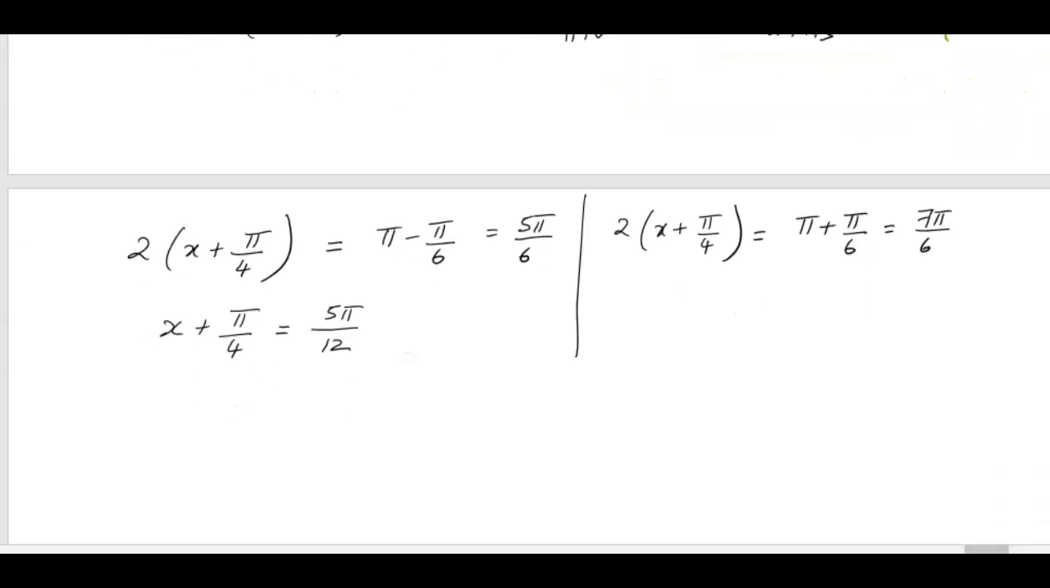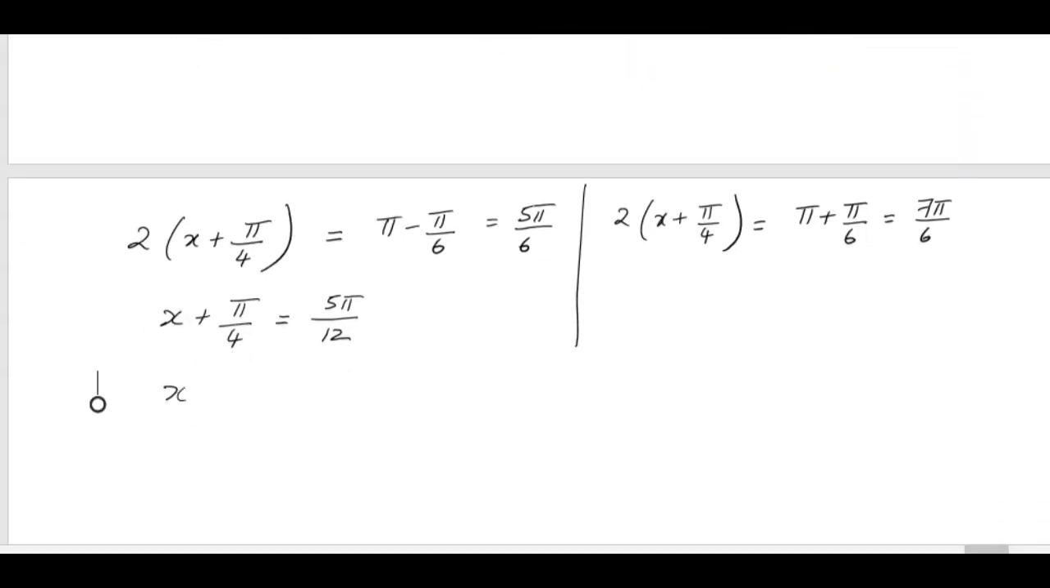Right, and again, one last step in solving for x. We're going to subtract pi on 4 from both sides. So that leaves us with 5 pi on 12 minus pi on 4, making the denominators the same. We're going to end up having 3 pi on 12 here, so that's going to leave us with 2 pi on 12, or in simplified version, it's just going to be pi on 6. So x equals pi on 6 is going to be one of the x-intercepts for this particular question.